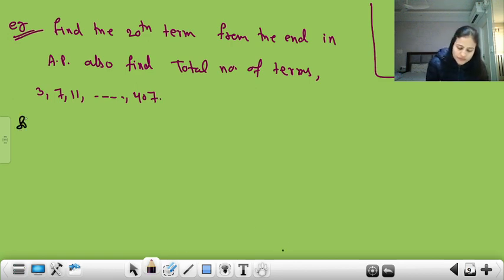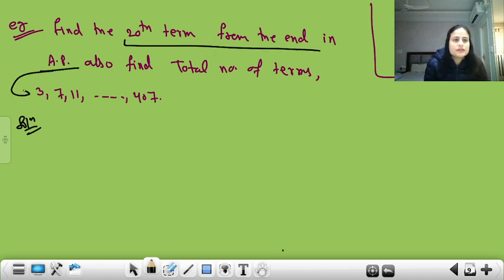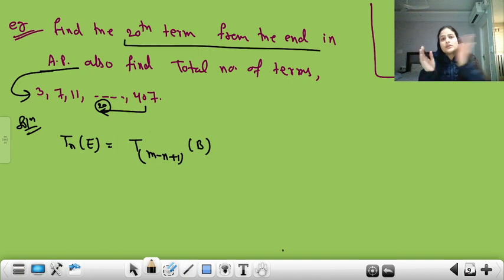Okay, children, so find the 20th term from the end in the AP. This 20th term from the end I need to get, that is this term, and then the 20th term from the end I need to get. Okay, so there are two methods. First one, use the formula, that is the nth term from the end is the same as the m minus n plus 1th term from the beginning, because I know the formula for the nth term from the beginning. I have the formula for this, right? So this I can easily get.